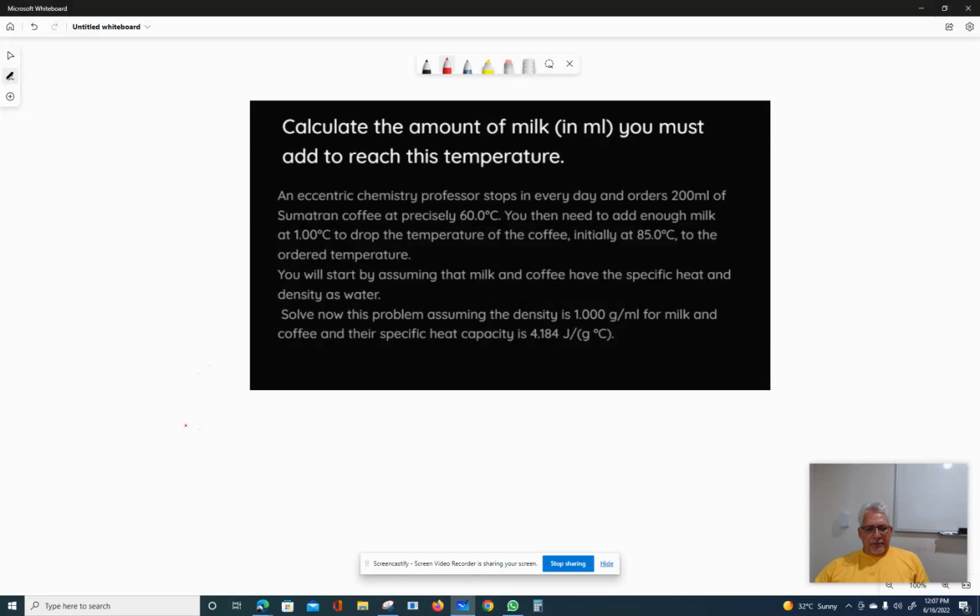So you have the coffee. Let's say this is your coffee. And the coffee will initially be at 85 Celsius degrees. So that will be the initial temperature. Let me write that way, 85.0 Celsius. And you want to have the coffee at the very end, the final temperature, at 60 degrees, right? So you need to drink the coffee at 60 degrees. And the volume for the coffee will be 200 milliliters.